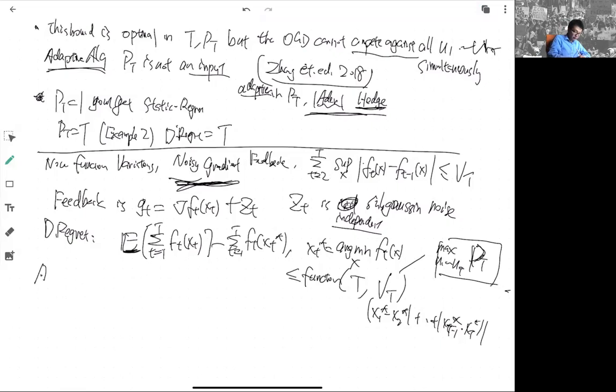Okay, and the algorithm is also related to OGD, but let's state it in a slightly more general form. The algorithm will invoke a subroutine called A. This is any OCO algorithm with a static regret bound.